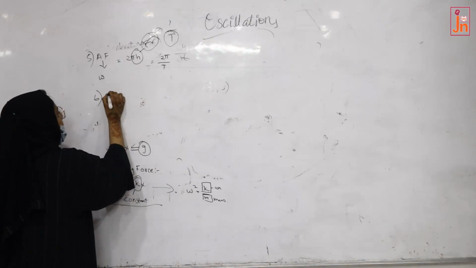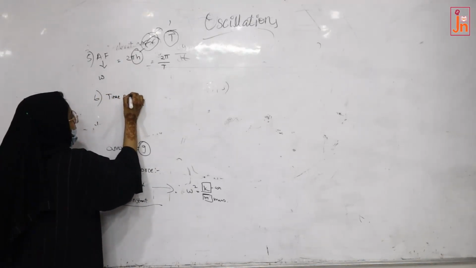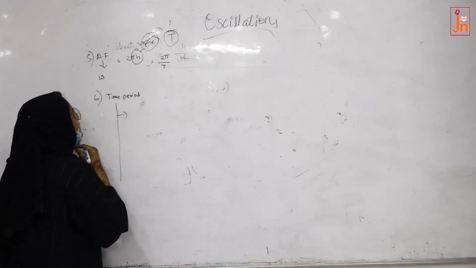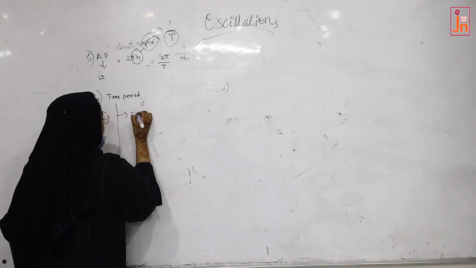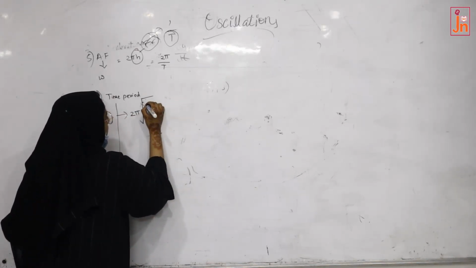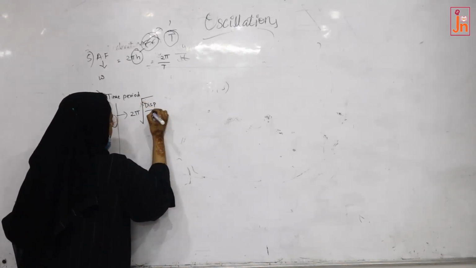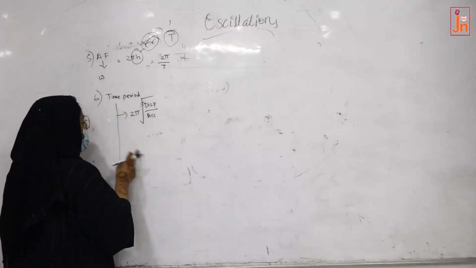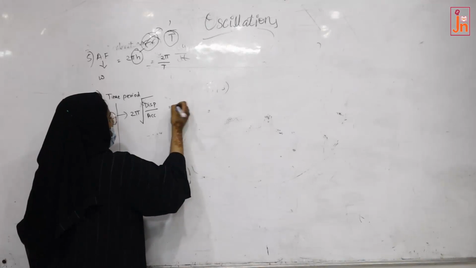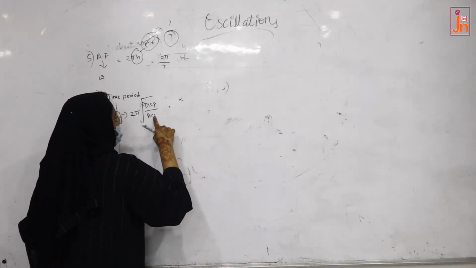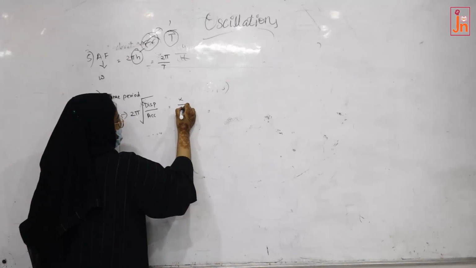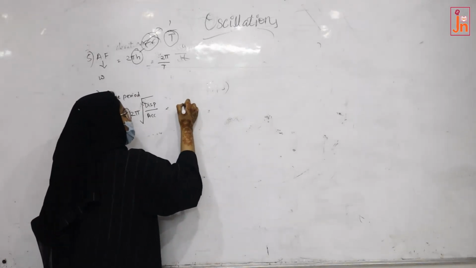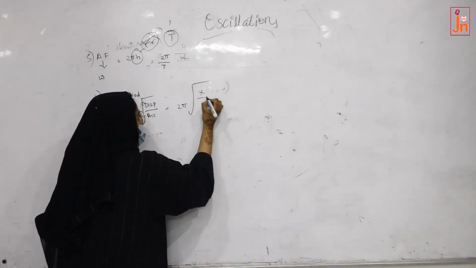The sixth part is time period. Now this time period is of two parts. The first part of time period is 2 pi root of displacement by acceleration. From the velocity part and from the acceleration part, we came to know that displacement is x and acceleration is a. So we can write this as 2 pi root of x by acceleration a.